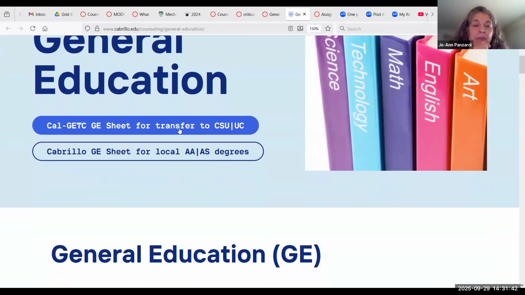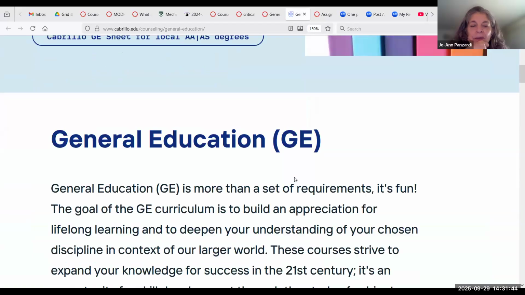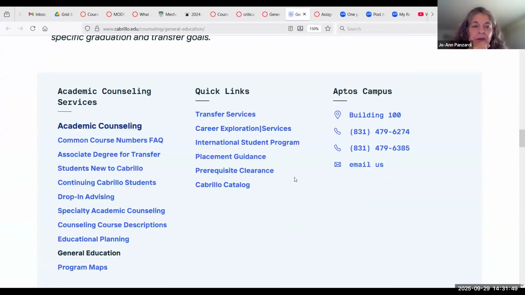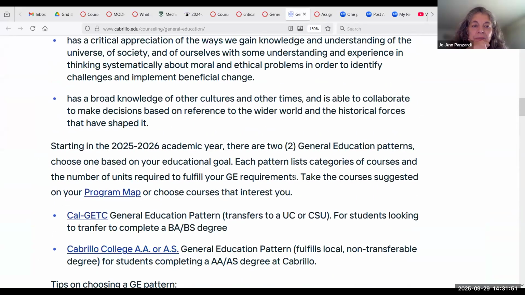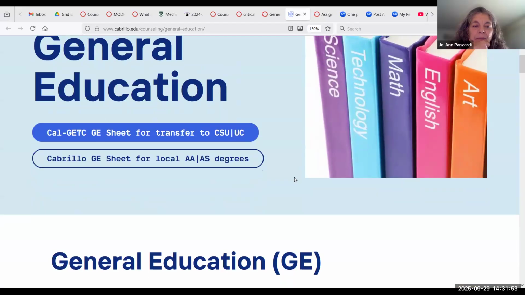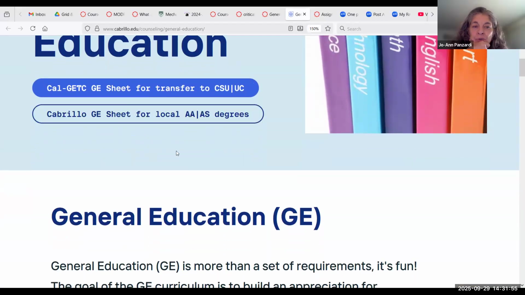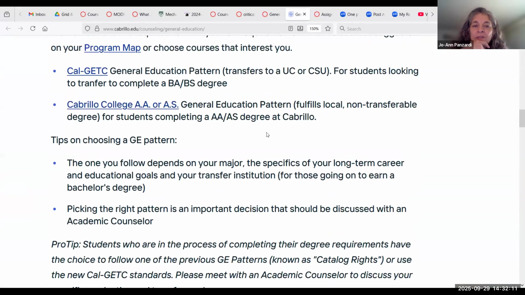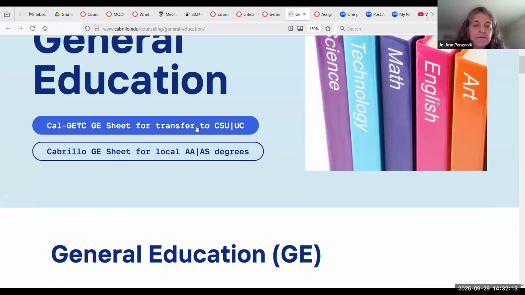Okay, and we'll just scroll down, okay? So general ed, I just like to look for links, so I'm gonna keep going. Okay, here it is. So I'll just start from the beginning again. So there are two different GE patterns. One is what you take if you're only gonna get a 2-year degree at Cabrillo and then go to work. And the other one is if you want to transfer. So you could click on this if you want, or you could scroll down and they have the two different ones here.